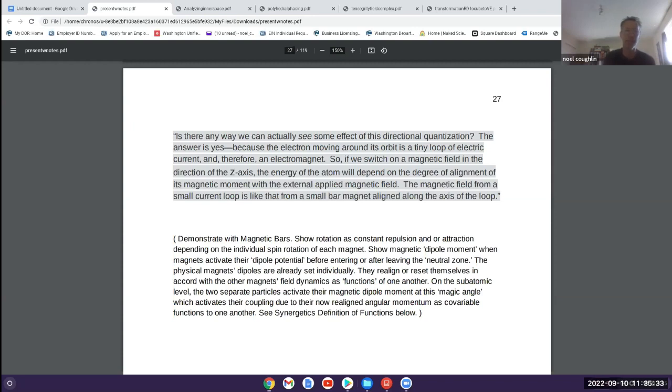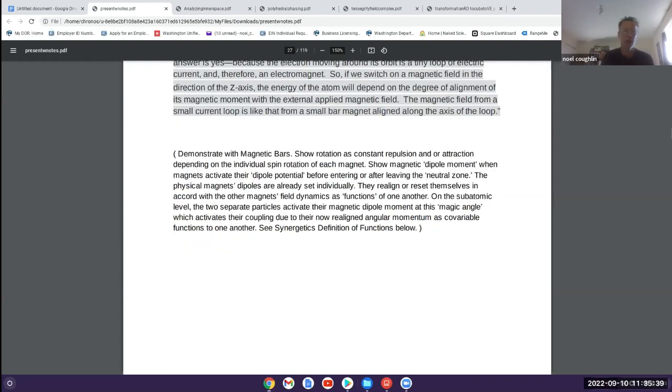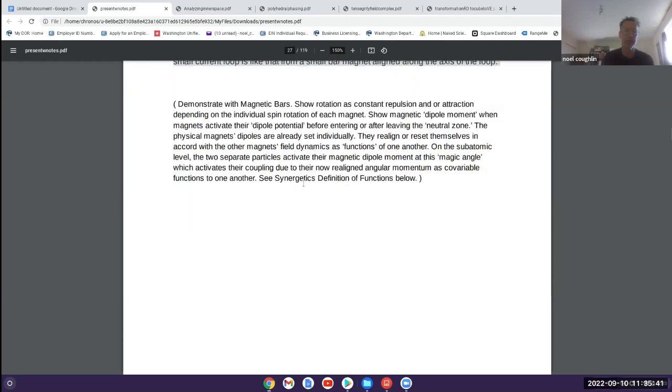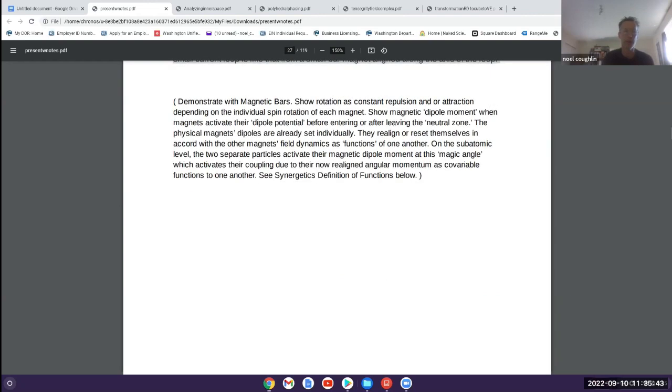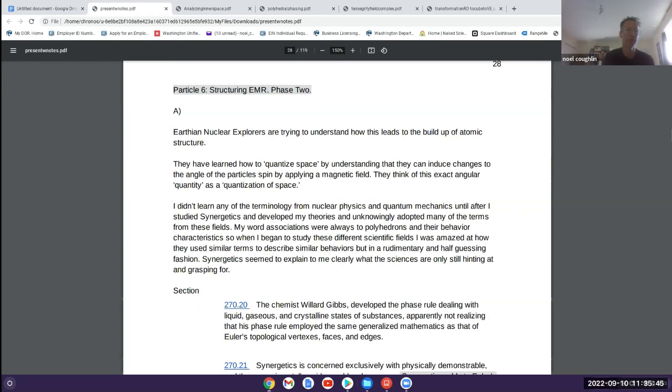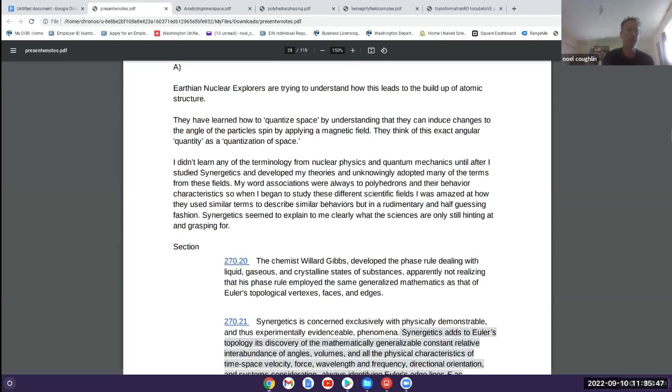The magnetic field from a small current loop is like that from a small bar magnet aligned along the axis of the loop. Well, maybe next week I'll demonstrate a little bit with magnets and talk a little bit more. Let's see. Yeah, we'll pass this. I don't have time. So now phase 2, structuring EMR.